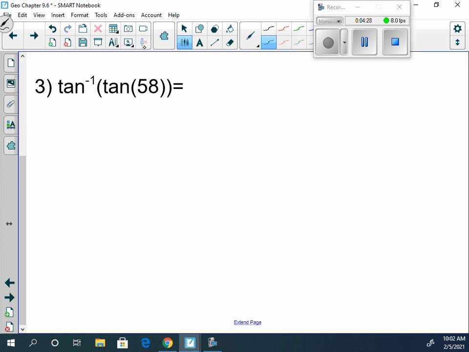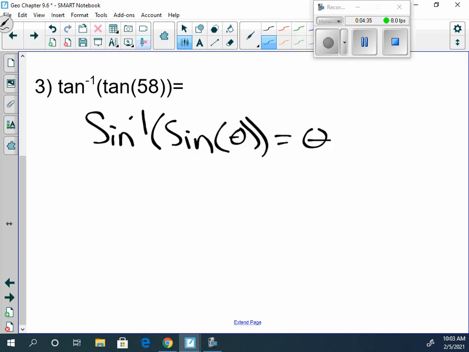And the real reason for this is that sine inverse of sine of our angle equals the angle if and only if -90 is less than or equal to theta is less than or equal to 90. It works out that they undo each other and we get the exact same angle if and only if it's between negative 90 and 90.